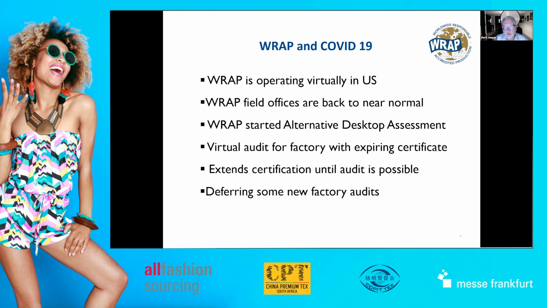Where they can't, RAP instituted an alternative desktop assessment. Basically, if you're certified, before your certification expires, go ahead and apply for an alternative desktop assessment, and you'll get an extension of 4 months once you undergo a virtual audit with one of the RAP monitors. That essentially extends your certification until an on-site audit is possible. And RAP has had, in some cases, to defer doing new factory audits where restrictions are in place locally.